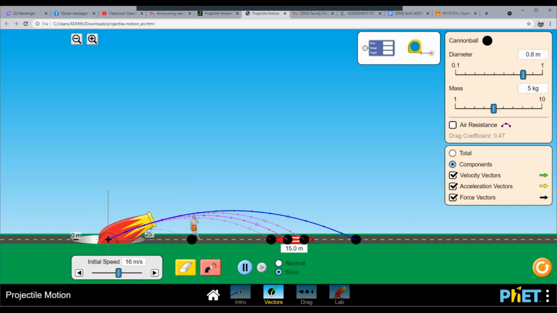What do you see? Yun yung may blue yung walang air resistance na. At 16 meter per second. What can you conclude? Mas malayo po yung distance traveled. Okay, mas malayo yung distance na na-travel. So let's try, decrease natin ito by 10 meter per second. Without air resistance, ha?